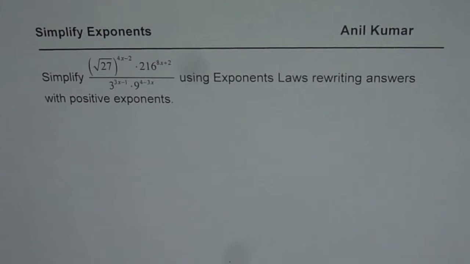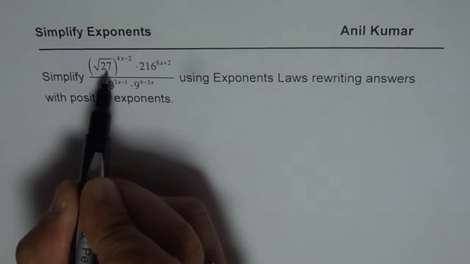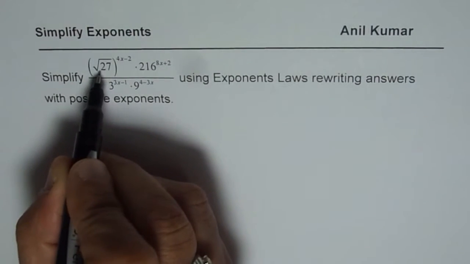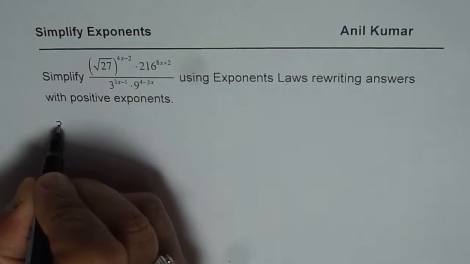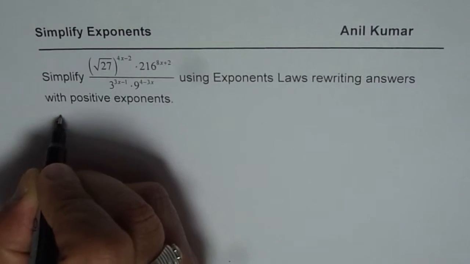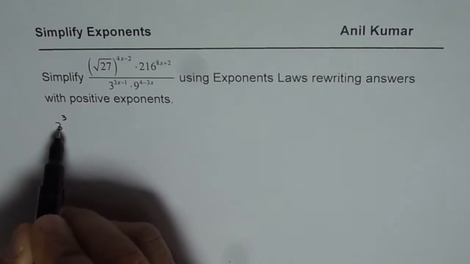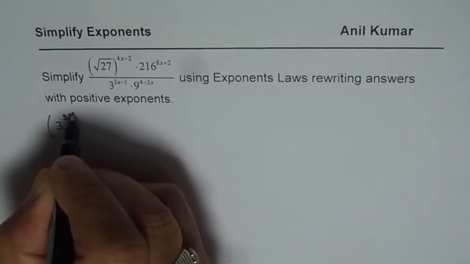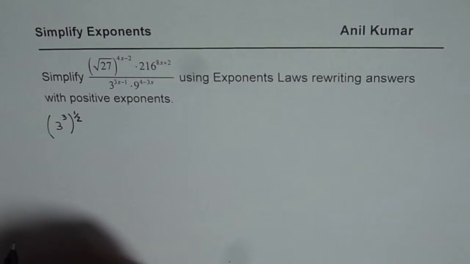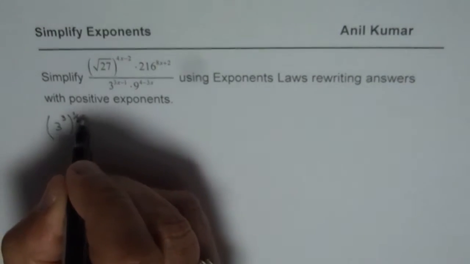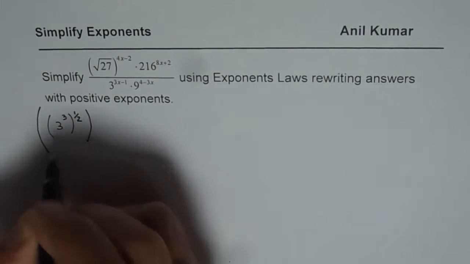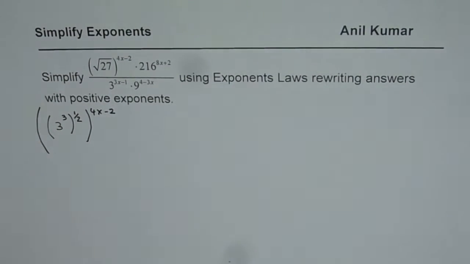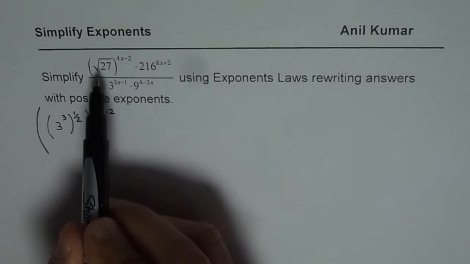Okay, let us simplify. 27 can be written as 3 cube, right? So we'll write square root of 27 as 3 to the power of 3, since 27 is 3 to the power of 3. And then this square root, I will write as a half power, correct? Square root is half. And then we have a power outside, which is 4x minus 2. So that is how I'm going to rewrite this term.